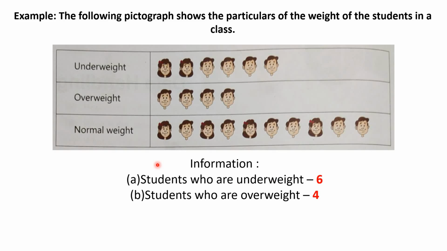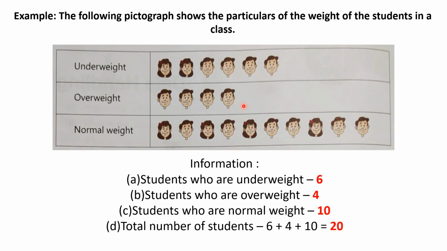Next we have students who are overweight. We have 4 students who are overweight, so we write 4. Students who are normal weight: there are 10 students under normal weight. This is how we read the information given to us in the form of a pictograph. The fourth one is the total number of students. How many students do we have in this class? 6 plus 4 plus 10 gives us 20. This is the information we have derived from this pictograph.